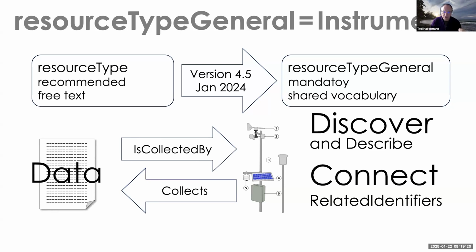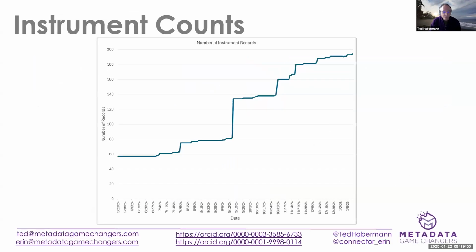At the same time, in January of last year, instruments became a first-class resource type. There were two kinds of connections added, one being collects. So an instrument collects a data set, and a data set is collected by that instrument. That allows you to connect those instruments, once they have identifiers, to data sets and, as we'll see shortly, other kinds of things. Those connections are a super critical piece of the DataCite metadata.